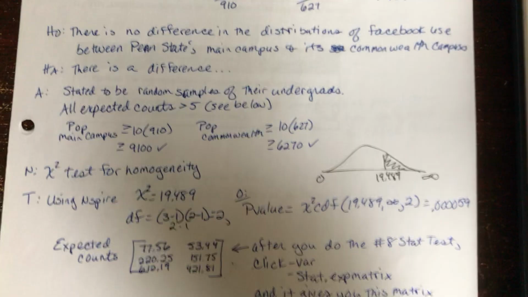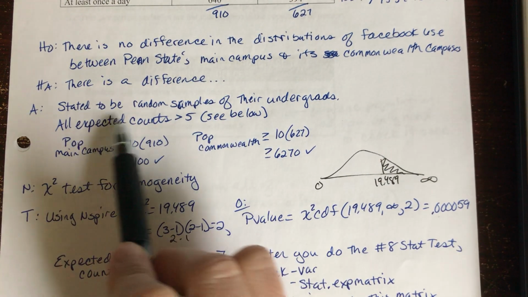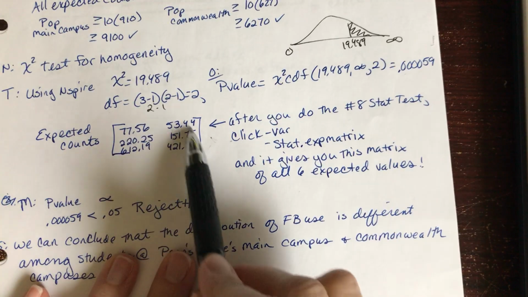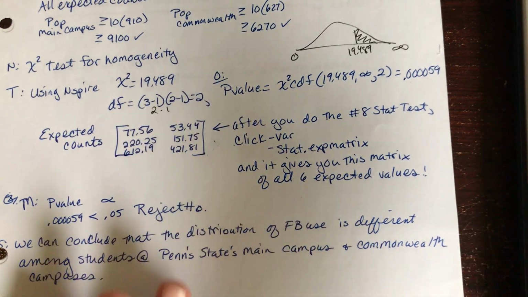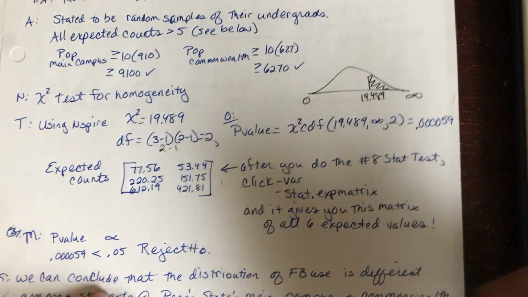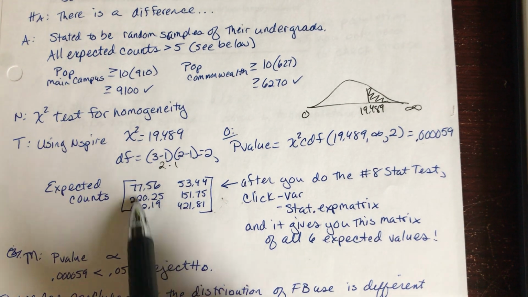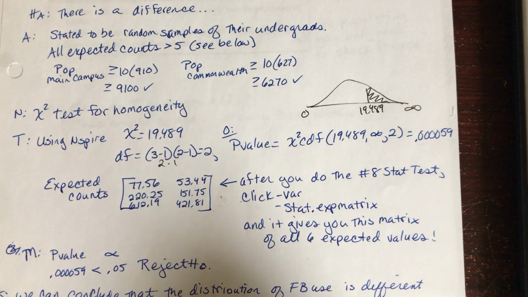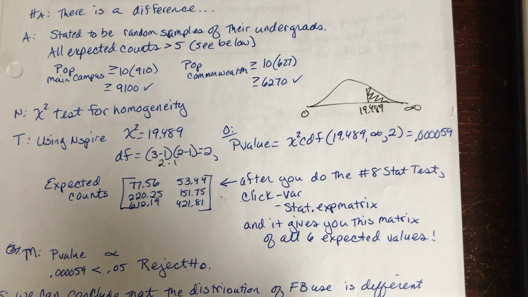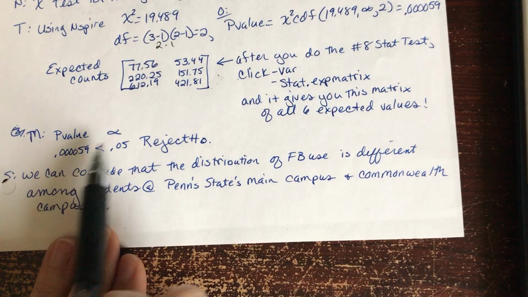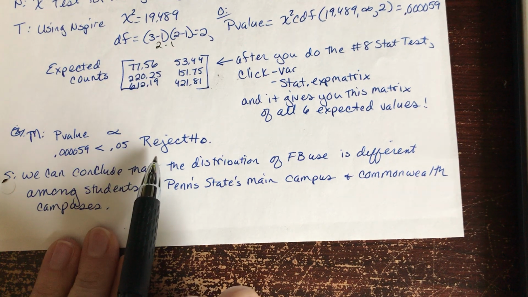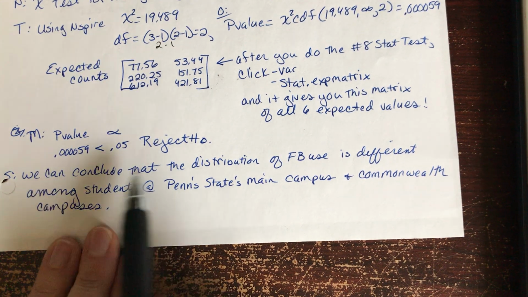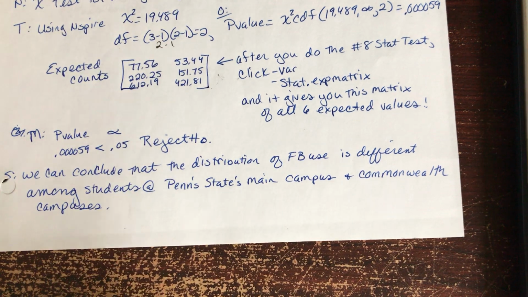You can't write "see below, all expected counts are at least 5" if you don't actually write down what they are. So technically, you could have done this earlier and written this up here, but I just wrote it here when I got to the test part. From here, everything else is the same. Our p-value is less than alpha, which means reject the null hypothesis, which means we can conclude that the distribution of Facebook use is different among the students at Penn State's main campus versus the Commonwealth campuses.